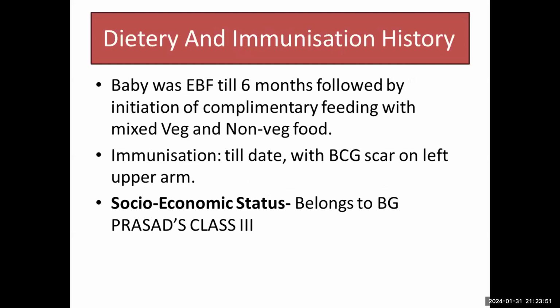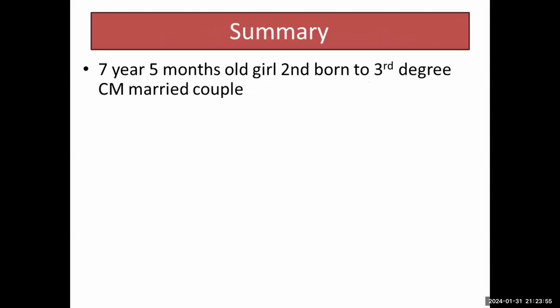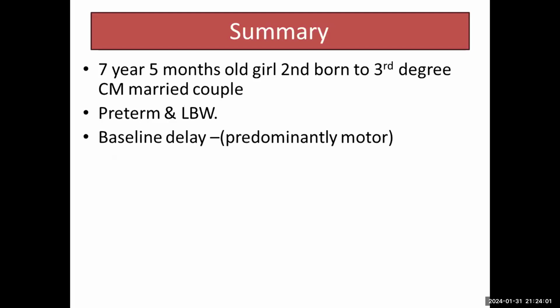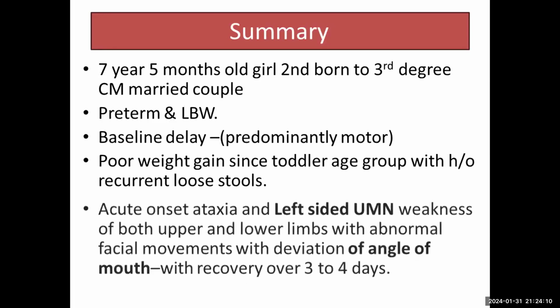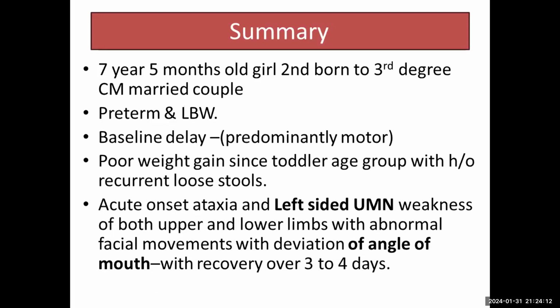Socioeconomic status: the child belongs to BG Prasad class 3. Starting with the summary: a 7-year, 5-month-old girl, second born to a third-degree consanguineous married couple, born preterm with low birth weight. There was initial baseline motor delay with good catch-up, with poor weight gain since the toddler age group and a history of recurrent loose stool. There was acute onset ataxia, left-sided hemi weakness of both upper and lower limbs with abnormal facial movements, deviation of the angle of mouth to the left, with recovery over 3 to 4 days.